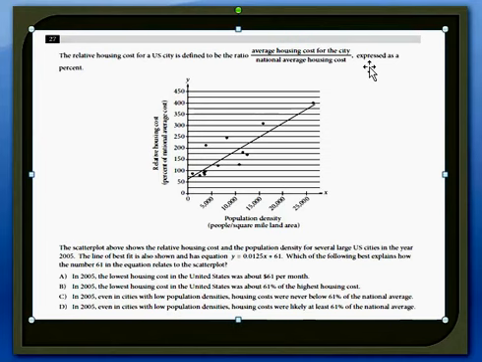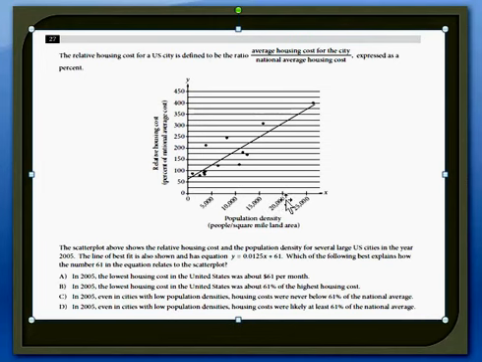So that means if your city has houses that are 1.5 times the national average, the value for your city would be 150%, because it's 1.5 times the national average. That would be your relative housing cost. And if the houses in your city are 20% lower, 80% would be the relative housing cost. On the y-axis you have the relative housing cost, and on the x-axis you have the size of the cities.